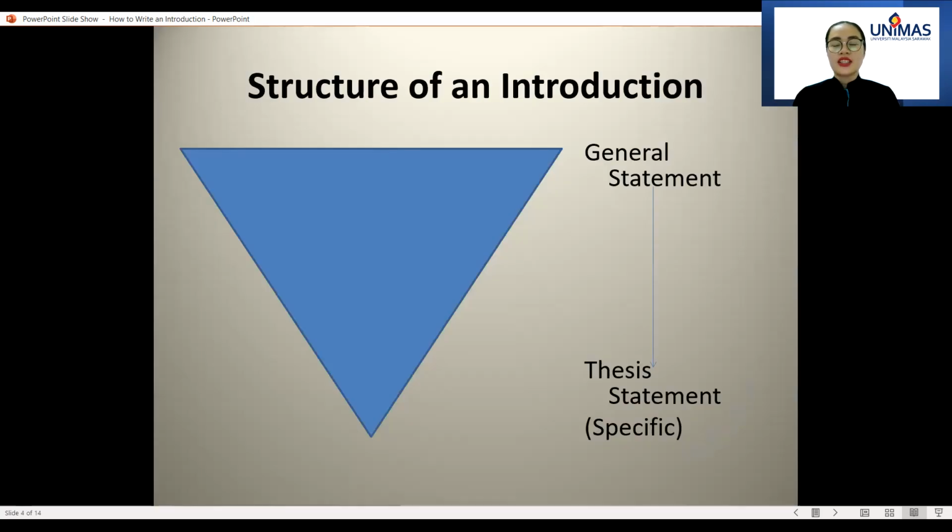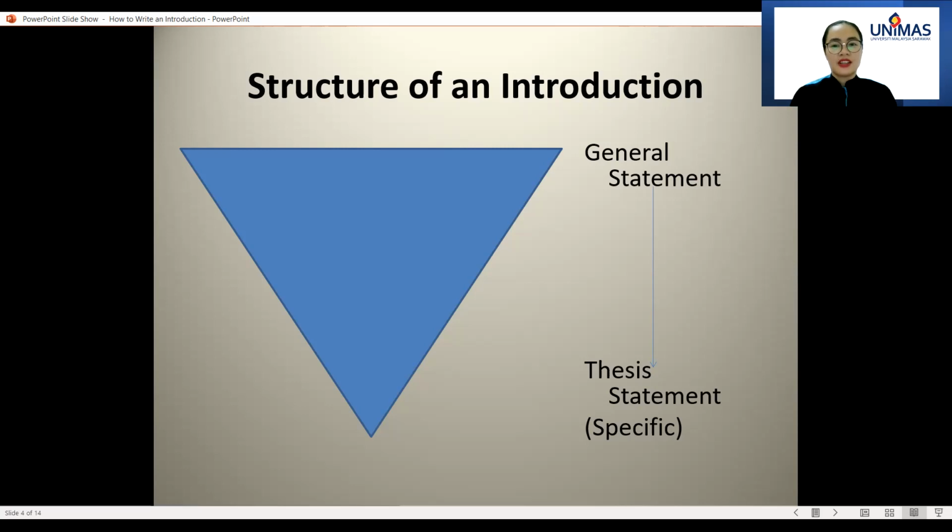So let's learn the structure of an introduction. Imagine an inverted triangle. That is how your introduction should be like. It should be from a general statement, something wide and general, and then you slowly move to something specific. This something specific is called your thesis statement. Thesis statement basically tells the reader your opinion or your stance regarding the topic.